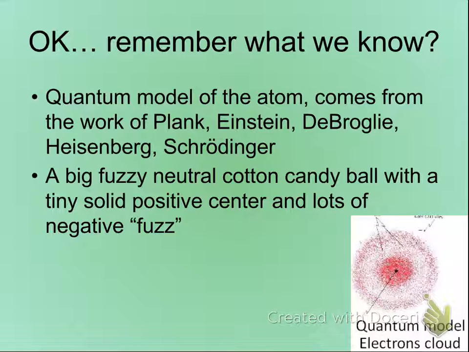So the model, in completely lay terms and continuing with our theme of things we can eat, is a big giant ball of cotton candy. And if you want to really continue with the thing of things you can eat, you can imagine that there is some sort of jawbreaker in the center of that. So cotton candy to fill up, I don't know, this room with a teeny little jawbreaker in the middle of it. That tiny, very dense positive center.